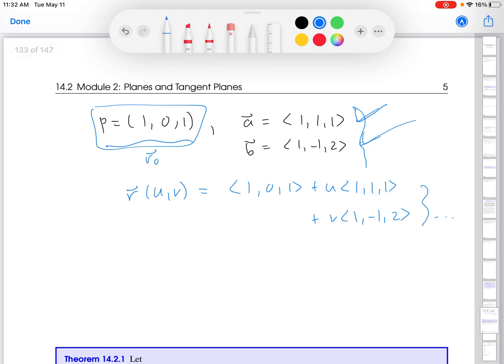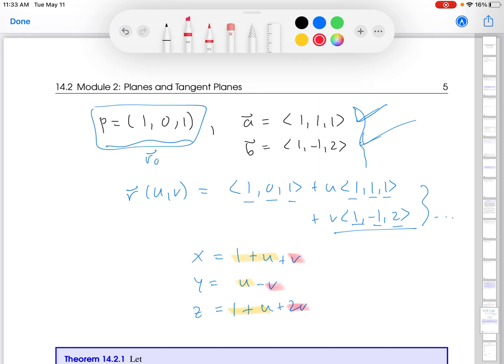We could from here write out the parametric equations of the plane. So x equals 1 plus u plus v, and then y equals 0 plus u minus v, and then z would be 1 plus u plus 2v. And again, you see that these have a characteristic of looking very much like the equation of a line, plus other stuff that depends on a different parameter.